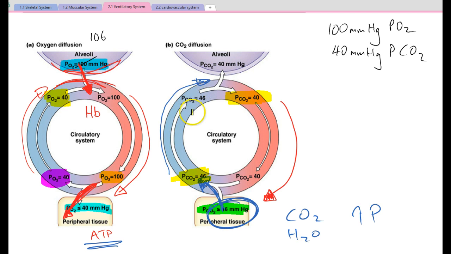Here, high concentration or high pressure of carbon dioxide in the blood, a lower pressure in the alveoli, hence the movement of carbon dioxide from the blood into the alveoli, where we can breathe it out.